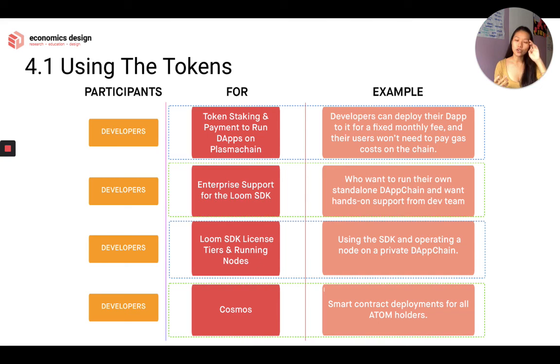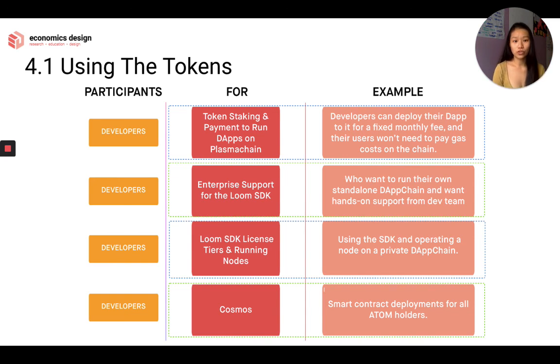So who uses the tokens? Firstly, you've got developers. The developers use tokens for token staking and payments for running dApps on Plasma Chain. So the developers can deploy the dApps for a fixed monthly fee, like a hosting fee I mentioned. And the users don't pay gas to run transactions on the chain, but the developers pay for it. So the developers can pay in the tokens because the tokens are now access to the Loom network and access to Ethereum. You can also get enterprise support for the Loom SDK.